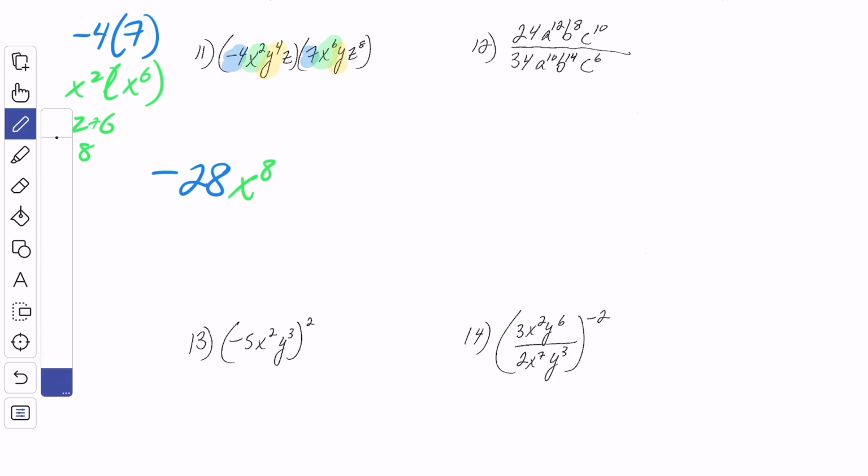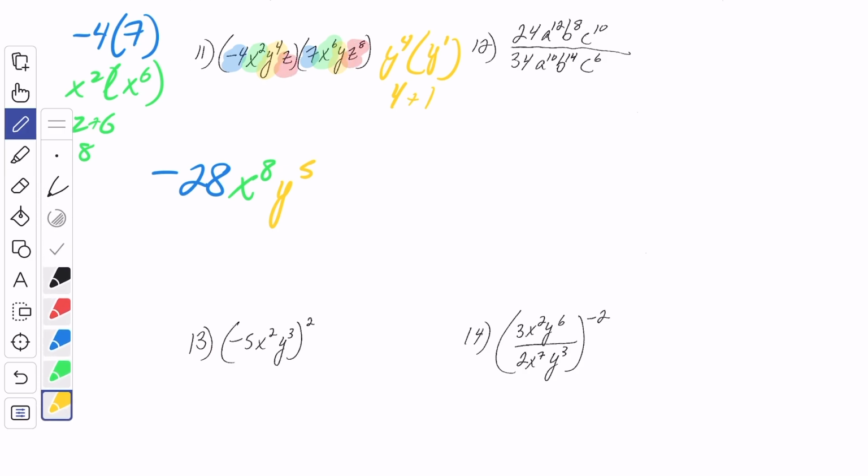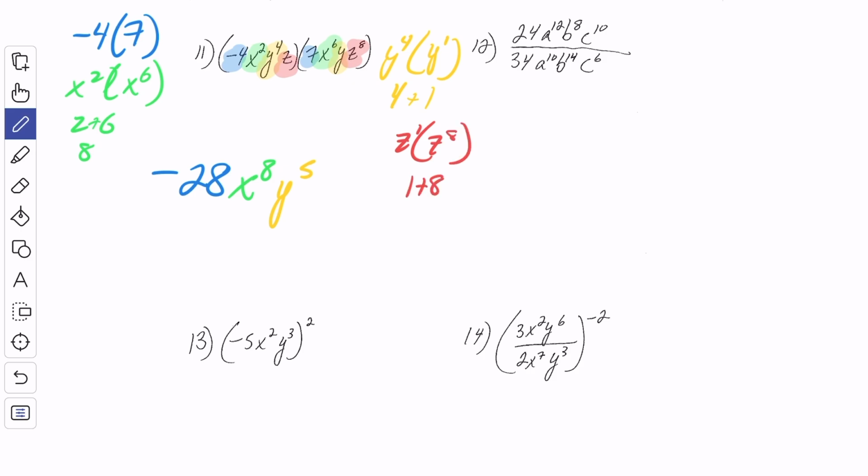So here when we go to y, well, we have y to the 4th times y. Well, we know that this has a power of 1. When we don't write it, it's understood to have that. So then we add them together. 4 plus 1 gives me 5. And then the last one that we have, z and z to the 8th. So once again, we have z times z to the 8th. So this is understood to be a 1. So 1 plus 8 is 9. So z to the 9th power. All right, and that will then be our final answer.